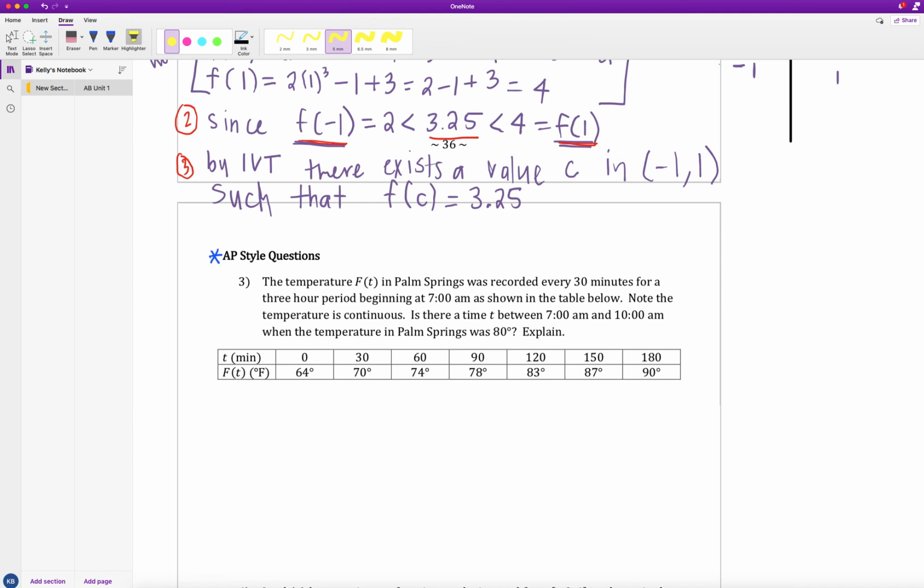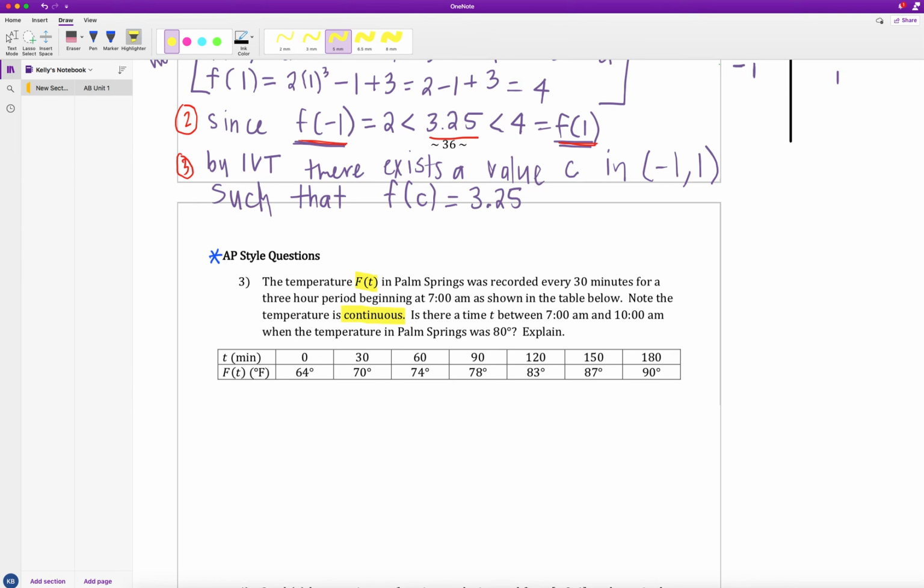The question they're asking us is, is there a time t between 7 a.m. and 10 a.m. when the temperature in Palm Springs was 80 degrees exactly? They want us to explain our answer. So a couple things I noticed right away. They're giving me a function f of t that's representing temperature, and they're telling me that that function is continuous.